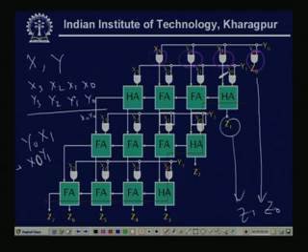Now I need a full adder, because now the carry of this one is propagated. See here, now this is the carry, and the second bit will be y0 x2, and this will be y1 x1. So y0 x2 and y1 x1, plus the carry of the previous one.